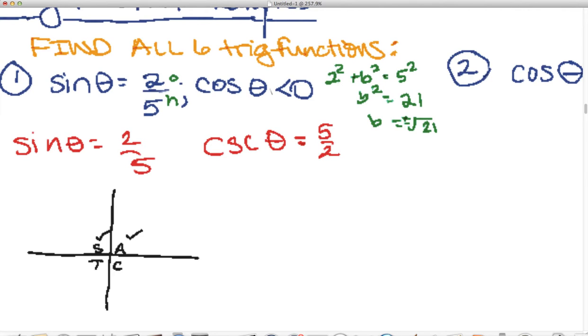Okay. What else do we know? Well, right here it tells us that cosine theta is negative. Well, cosine is negative in what 2 quadrants? Well, since it's positive in the first and the fourth, it would be negative in the third and the second. So which one of these has 2 check marks? The second quadrant.